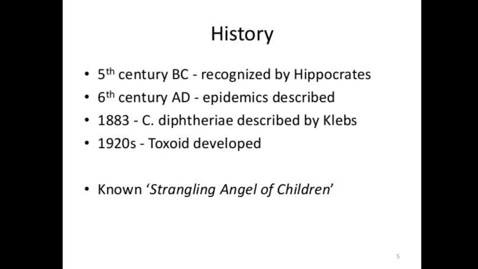Let's start with its history. In the 5th century, it was recognized by Hippocrates. In the 6th century, epidemics were described. In 1883, diphtheria was described by Klebs. In 1920, toxoids were developed. It's also known as the strangling angel of children.